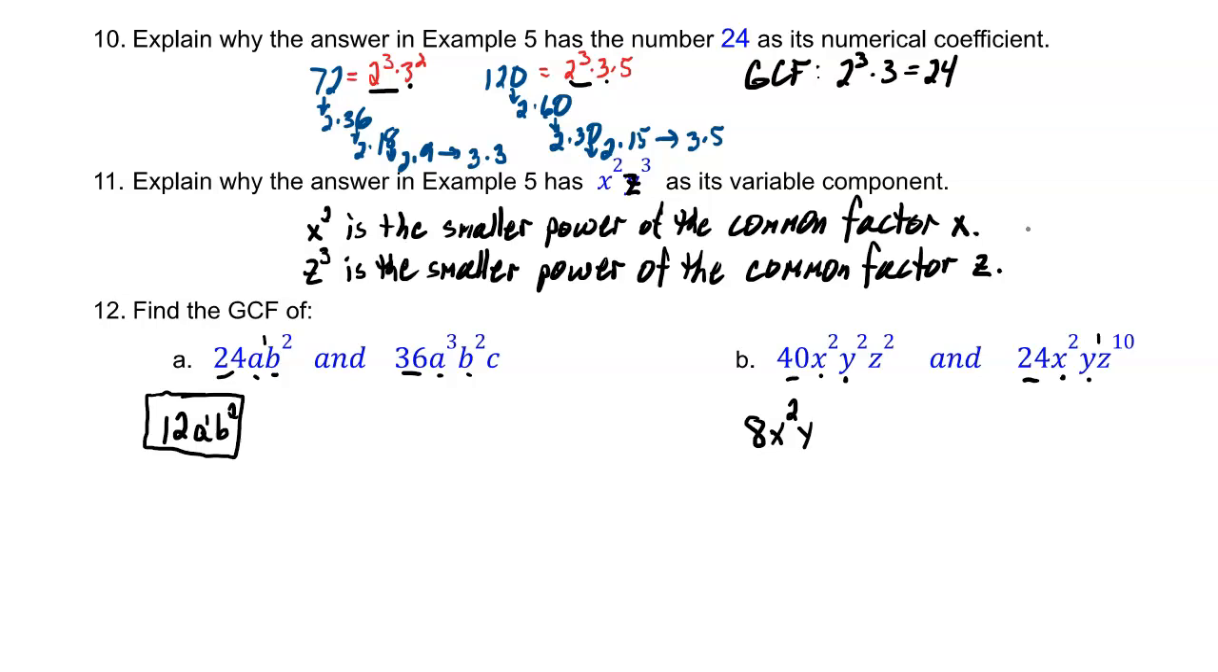Now, is the letter z common to both? Yes, it is. How many z's are in the GCF? Z squared. Here is the GCF of the two given numbers.